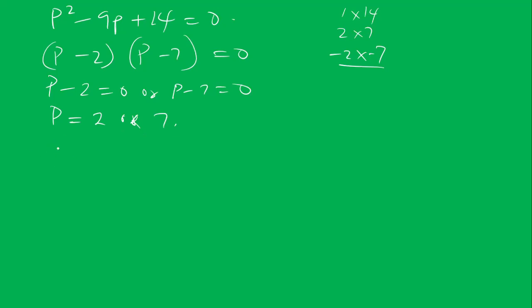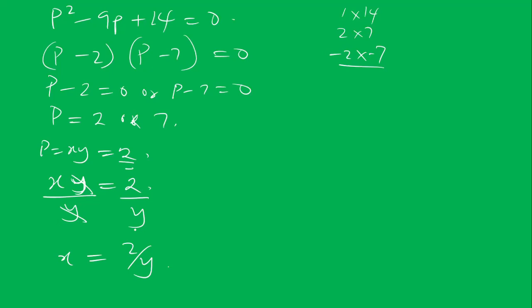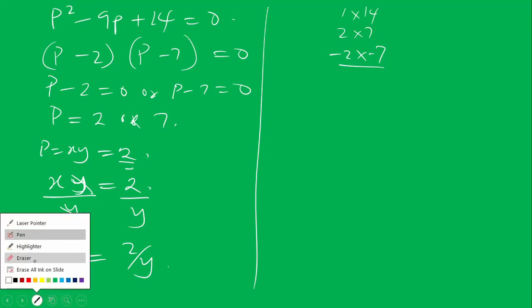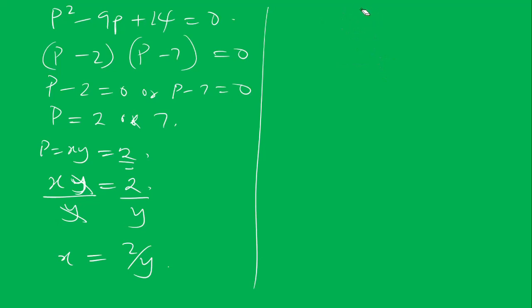Now, from the assumption, we assume that p is equal to xy. So p is equal to xy, which is equal to 2. So now substituting, so xy is equal to 2. Now dividing all through by y, you have y cancel out here. You have x now will be equal to 2 all over y. Now let me clean this place. So we have x to be 2 all over y.